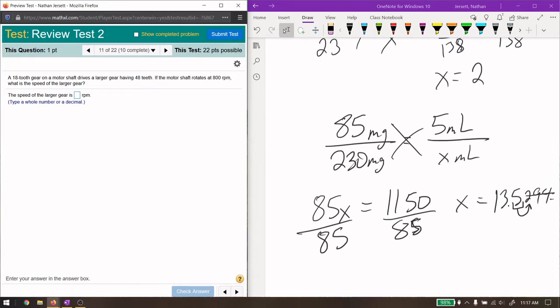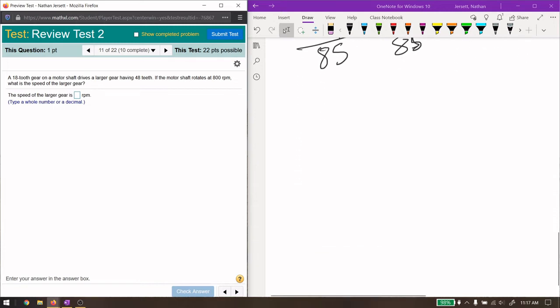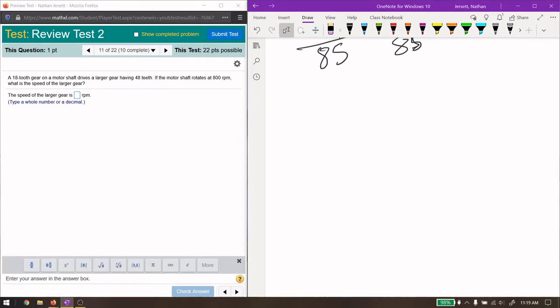Okay, an 18 gear on a motor shaft drives a larger gear having 48. If the motor shaft rotates 800, what is the speed of the larger gear? All right, for this one, we have to make a proportion.